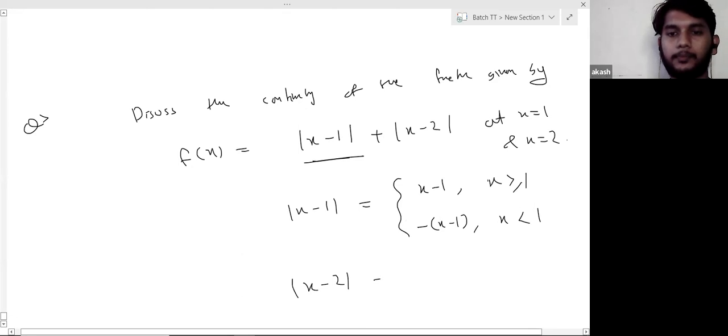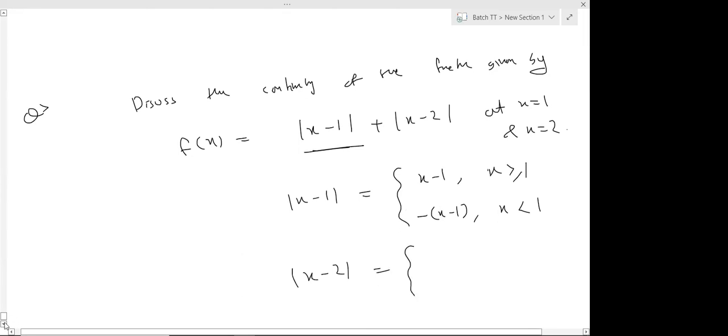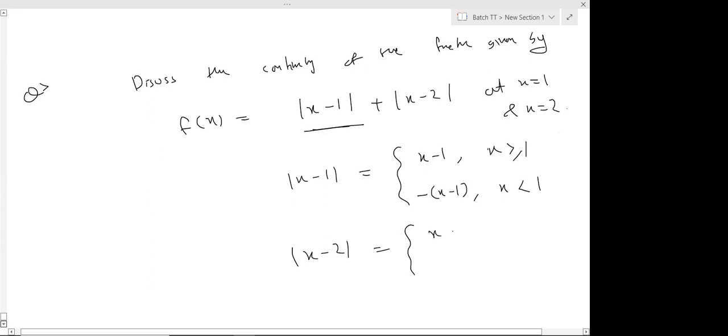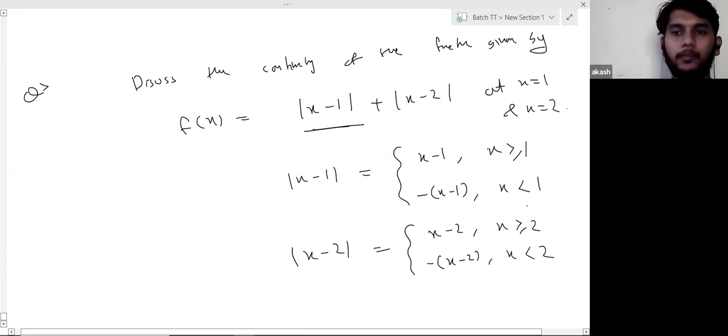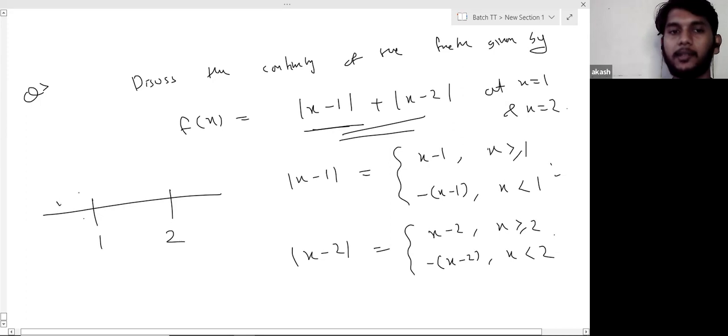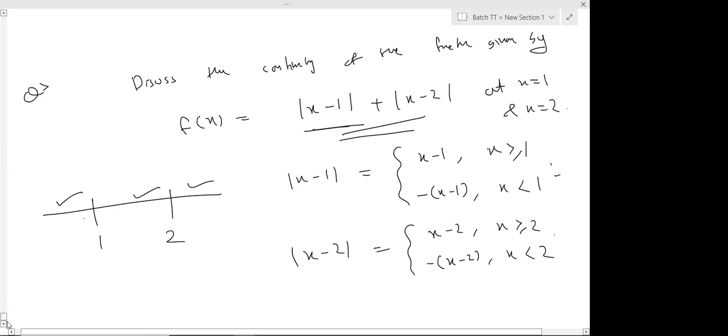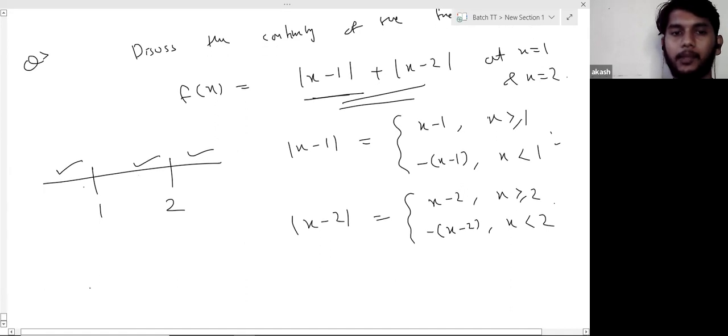Now x minus 2. Aman, can you tell me how to open this? Sir, you'll get x minus 2 when x is greater than 2, and negative of x minus 2 when x is less than 2. Absolutely. So we can see directly that this is breaking at 2 points, 1 and 2. So how to mix this up? This is the main thing to learn here: how to make a single function. On the number line, if I put 1 and 2, these 2 points break down the whole number line into 3 intervals. Yes or no? Yes.